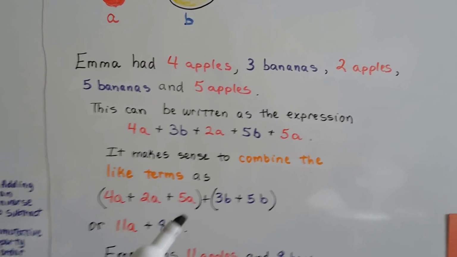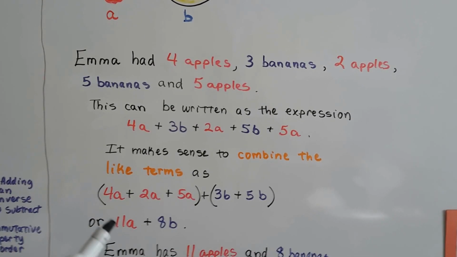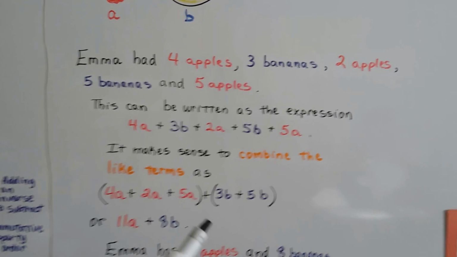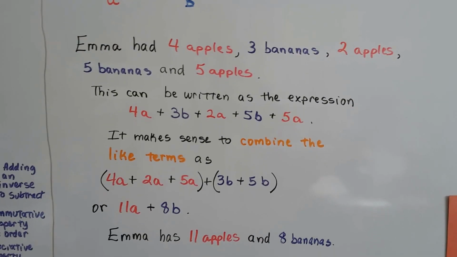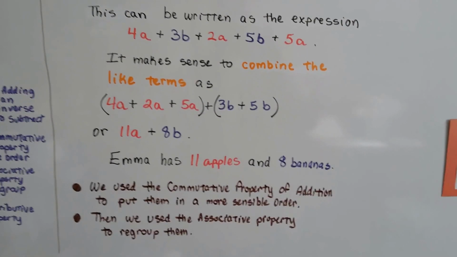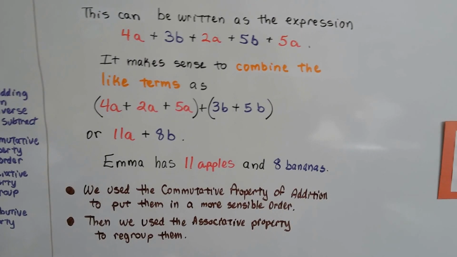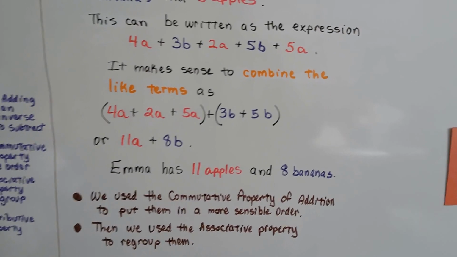So we would regroup it like this, and we'd get 4, 5, 6, and 5 is 11 apples, and 3 and 5 bananas makes 8 bananas, so she has 11 apples and 8 bananas. We use the commutative property of addition to put them in a more sensible order. We use the associative property to regroup them.